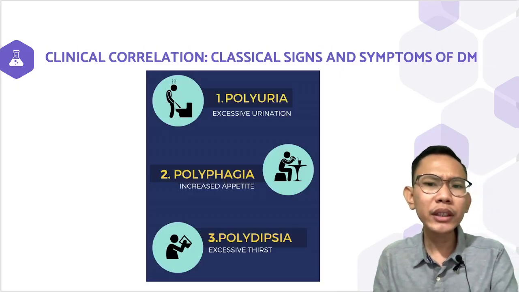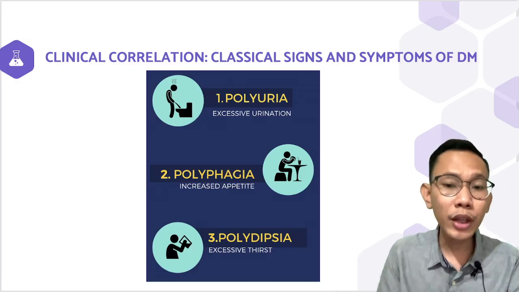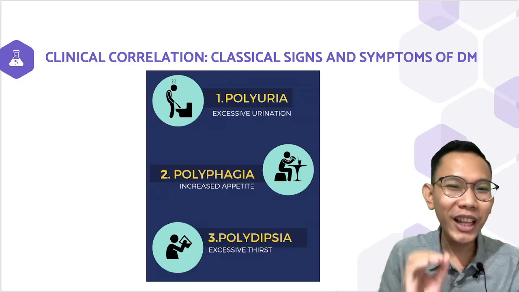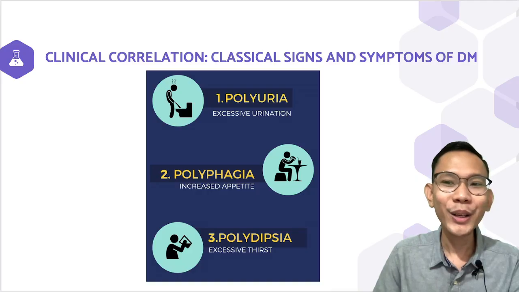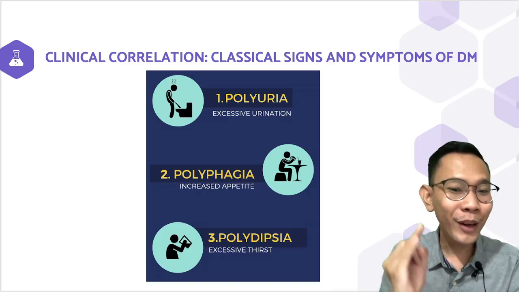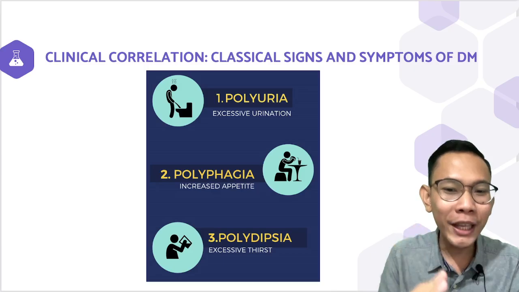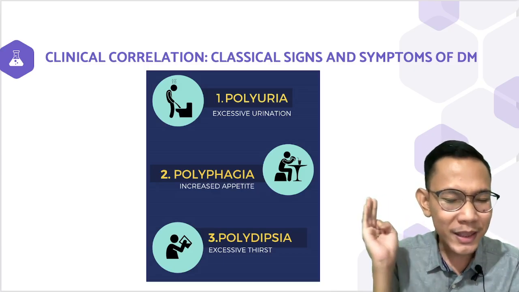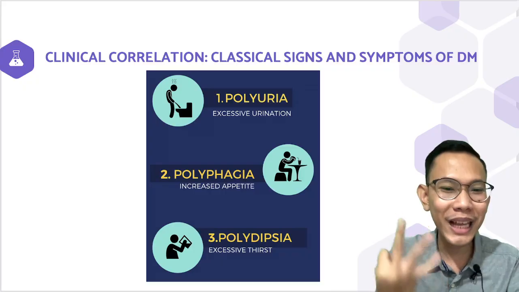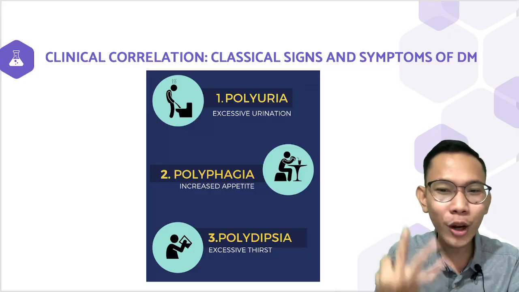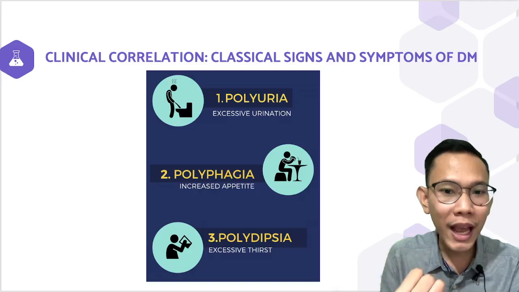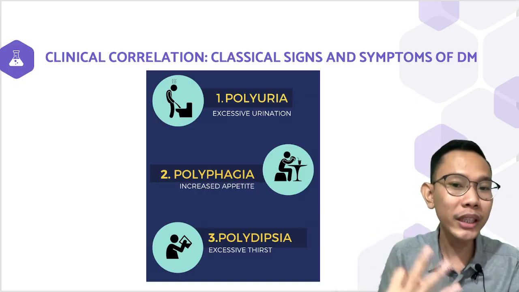So in terms of the different classical signs and symptoms of your DM, ito talaga yung dapat nyong tandaan. Your polyuria, your polyphagia, and your polydipsia. Pag diabetes mellitus, tatlong symptoms na dapat tandaan. Your 3 Ps, automatically DM: polyuria, polyphagia, and polydipsia.